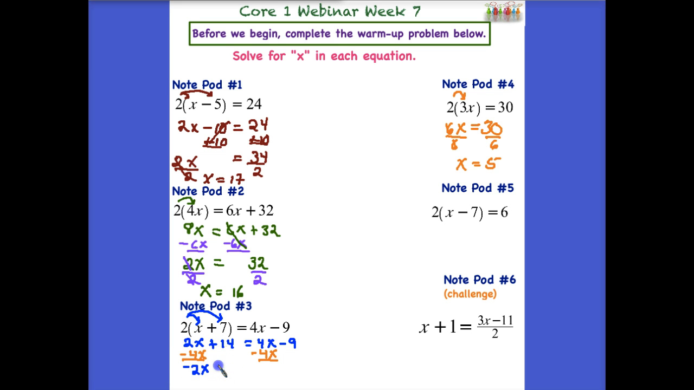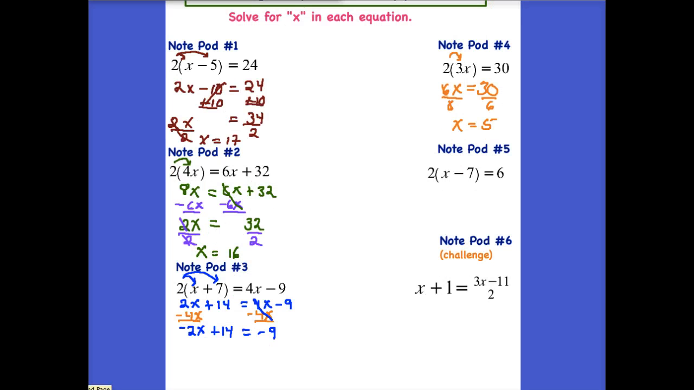And then I'm rewriting everything I have, plus 14. And then 4 minus 4, that's 0. So now I have 0 x's. So on this side, I get negative 9. Okay. So D, what do I want to combine now? What two terms would I combine in my next step?